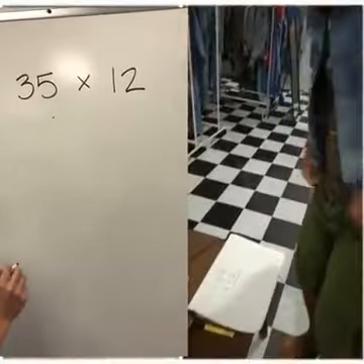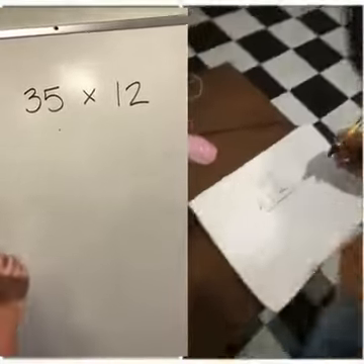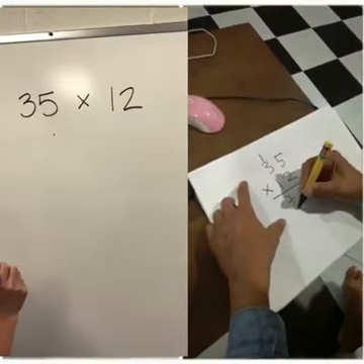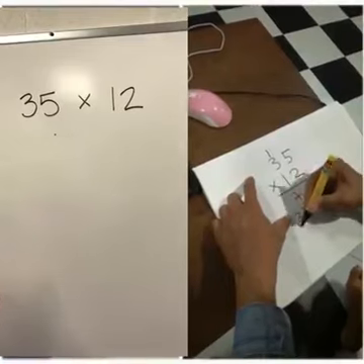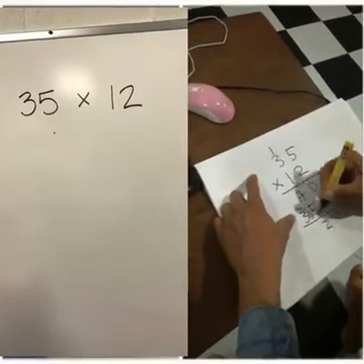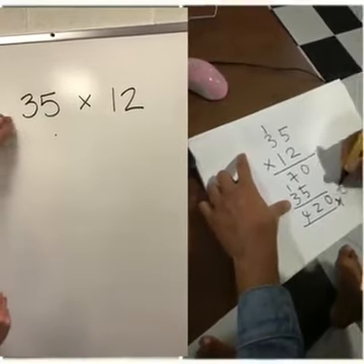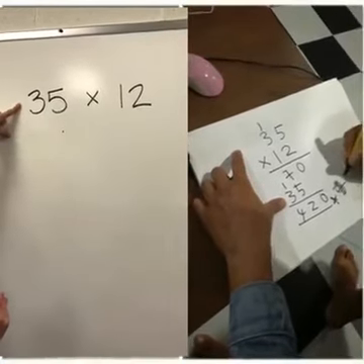Okay, fourth grade parents, in class your children have been learning how to do the area model to solve multiplication problems. This is very different from the way that we were taught in school, so I wanted to give you some tips so you can help them if they're having trouble. So first, we have our multiplication problem, 35 times 12.